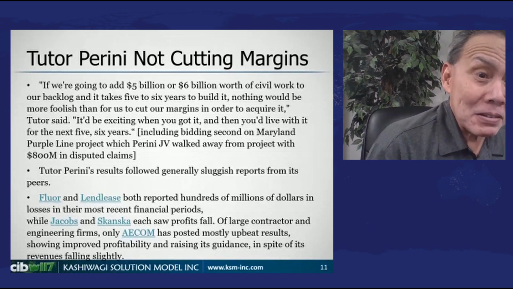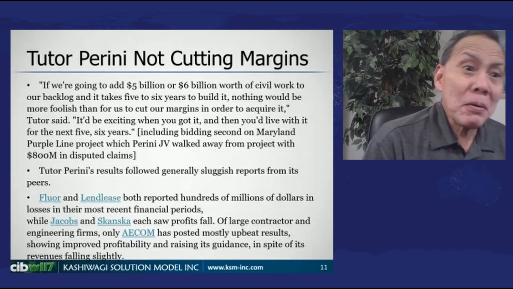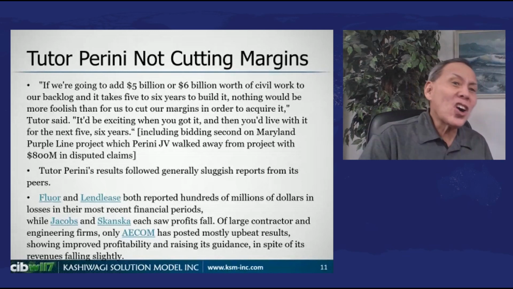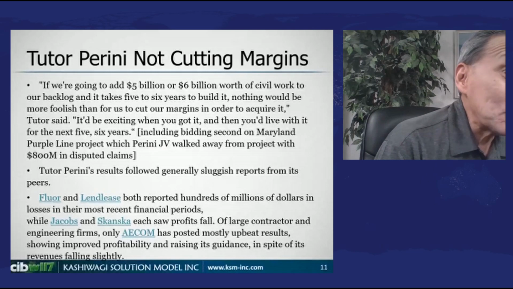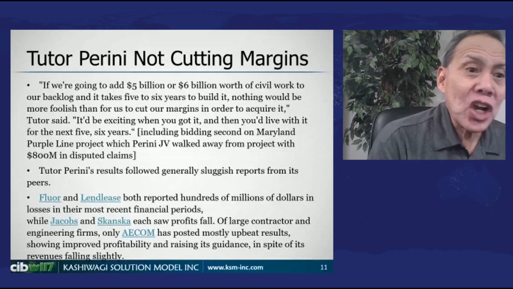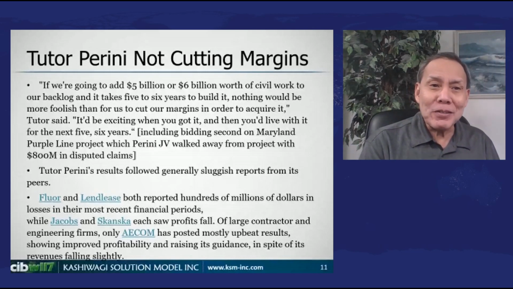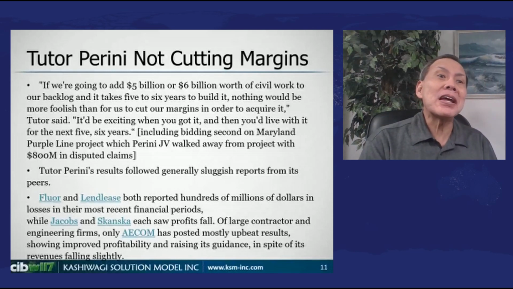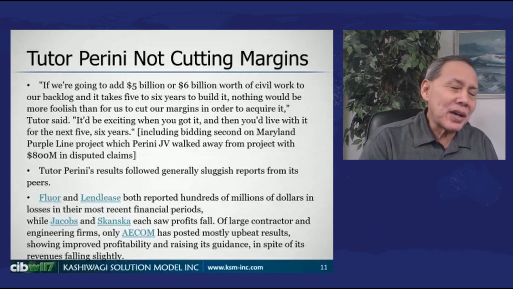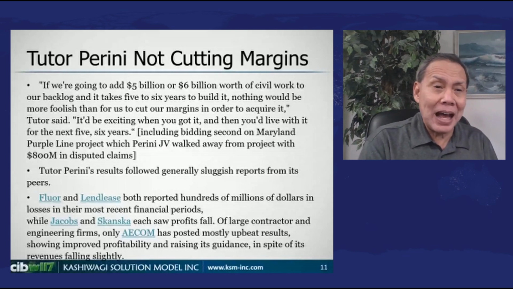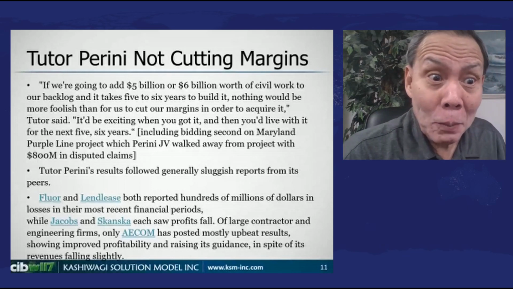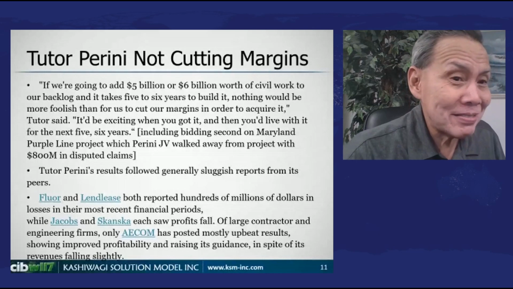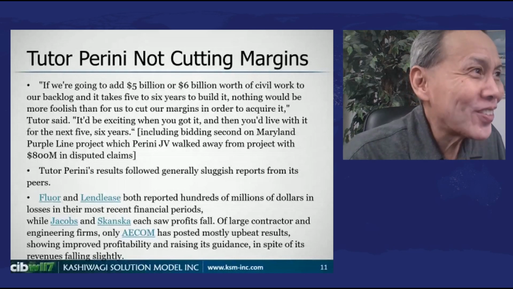If you went back and looked into the history of this project, Perini was on this project and they walked off the project because they had $800 million in disputed claims, and the judge approves them walking away from this project. So they had to go out and rebid it. Oh, and guess who ends up coming back? Well, it's Perini. But now, what are they going to do? Are they going to come in at the low bidding price? The answer is no.